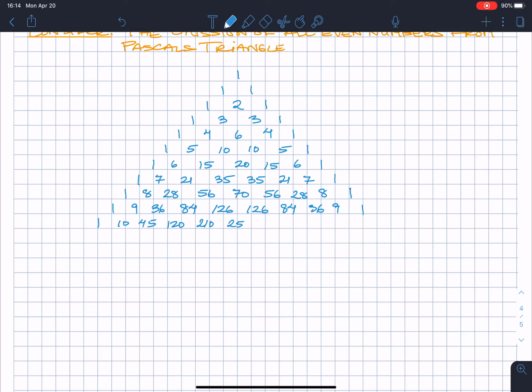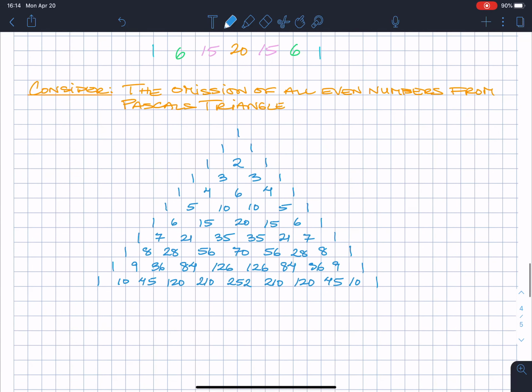Hopefully, I got that right. Yes, okay. And now it's symmetric, so I know it's going to be 210, 120, 45, 10, and 1. Okay, I think that's enough.